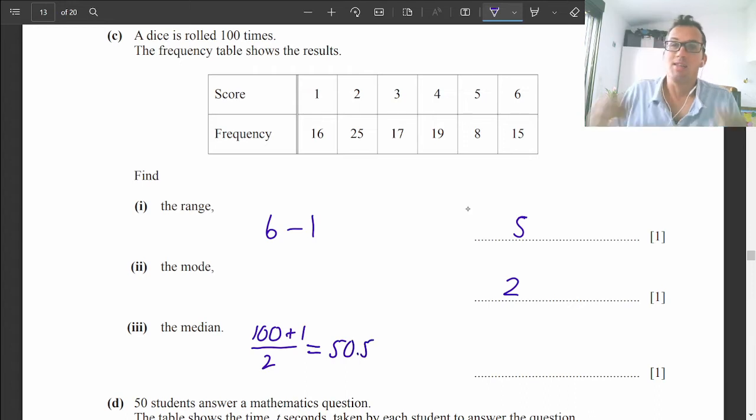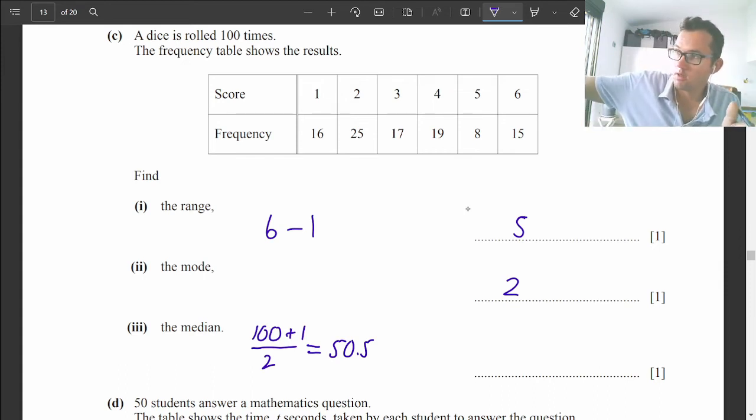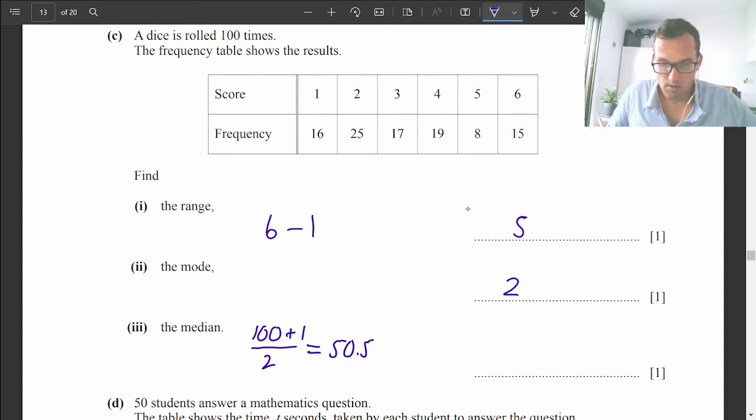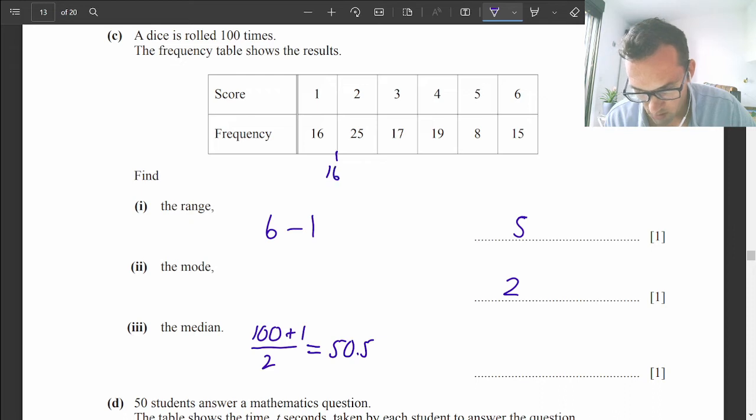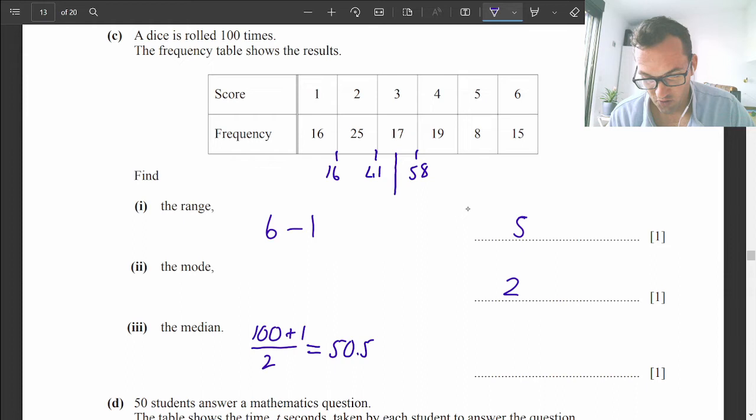That means the middle of this row of dice is between the 50th and the 51st dice, because then we'll have 50 dice on the left and 50 dice on the right. So let's start here. First we got 16 dice lined up. They all got a 1. Then there's another 25 dice, all with a 2 on it. So 16 plus 25 is 41. Then there's another 17 dice with a 3 on it. That will give us 58. So where is the 50th and the 51st dice?